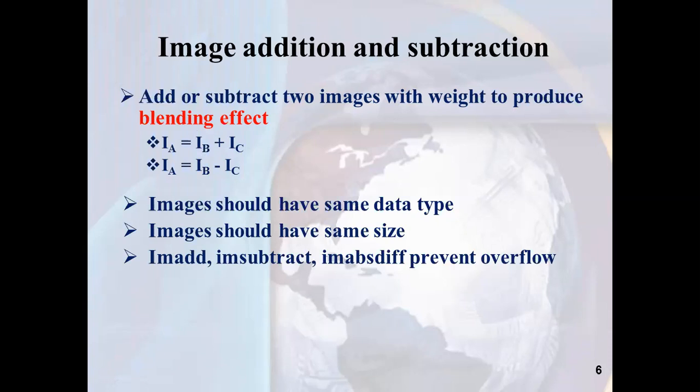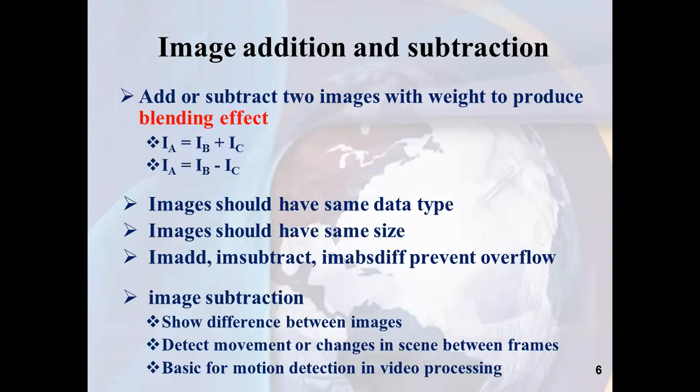So to prevent this inconvenient outcome, we use image add, image subtract, and image abs difference, which means image absolute difference. So we differentiate between the two images, and we take the absolute value of the resultant image. So image add, image subtract, and image abs difference can be used to add and subtract two images.